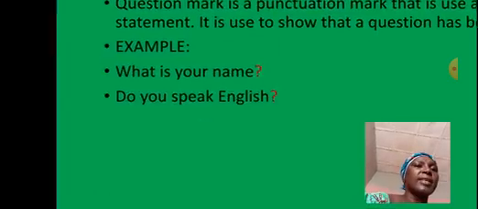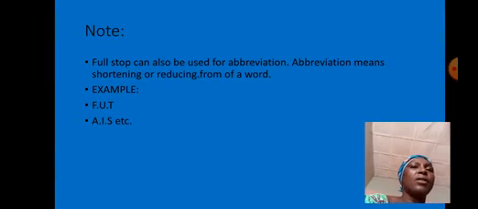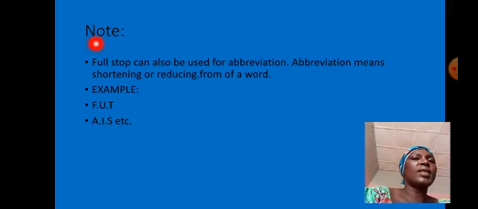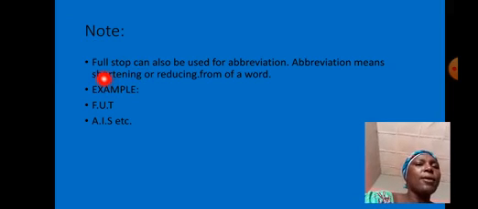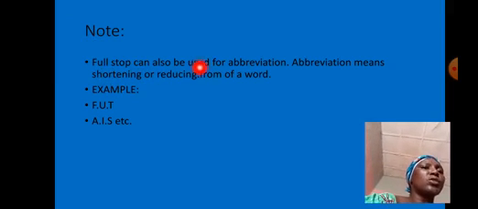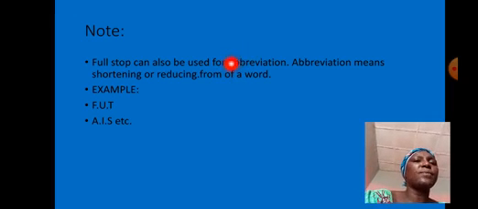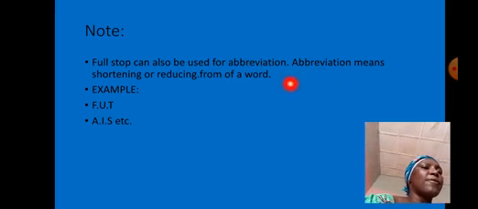Next is an important thing you should note: we don't only use a full stop at the end of a sentence, but we also use a full stop for abbreviations. We also use a full stop for what, angels? For abbreviation. And the question is, what is abbreviation?